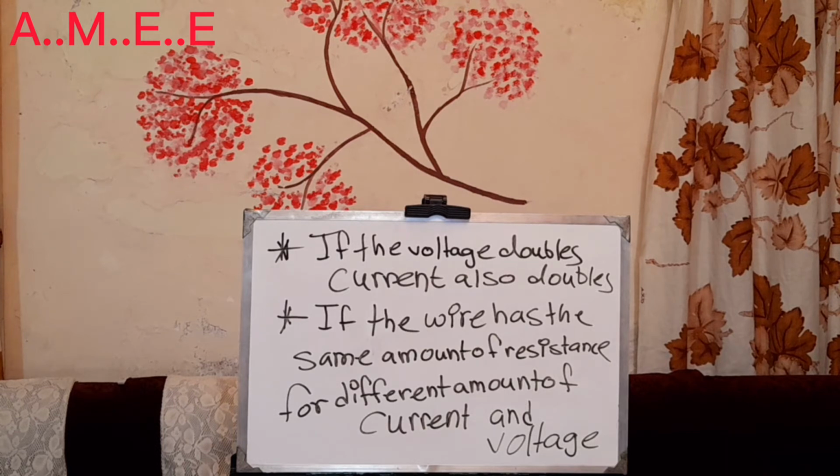First let me keep this up for you guys. Please take notes. If the voltage doubles, current also doubles. If the wire has the same amount of resistance for different amounts of current and voltage. I will erase the first line and write the remaining part of the second line.